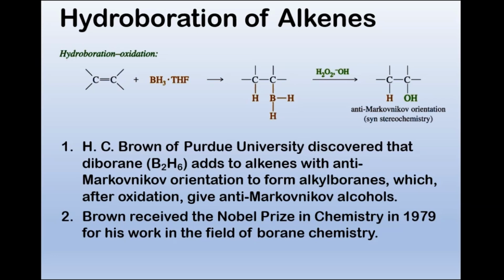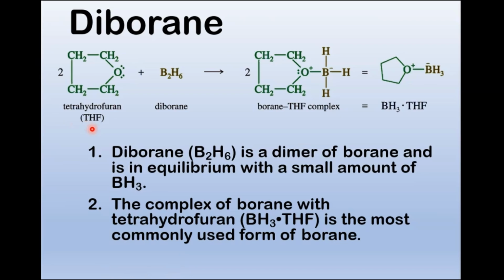So Mr. Brown won a Nobel Prize for discovering these reagents. And so the first half of the reaction, there's the BF3·THF. We'll see what that is in a second. And you form this intermediate, and then hydrogen peroxide, and under basic conditions, we get this anti-Markovnikov regioselectivity with syn stereochemistry. So what is THF? That's an abbreviation for tetrahydrofuran, which is an ether. It's a cyclic ether.